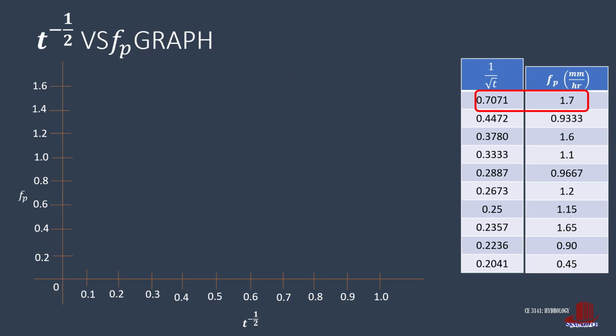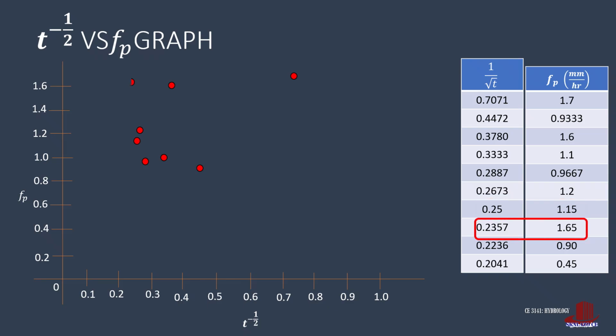With x of 0.7071 and y of 1.7, we plot the point on the graph. Next is 0.4472 with 0.9333. Then 0.3780 with 1.6. Next is 0.3333 with 1.1. Then also 0.2887 and 0.9667. Next is 0.2673 and 1.2. Then 0.25 with 1.15.